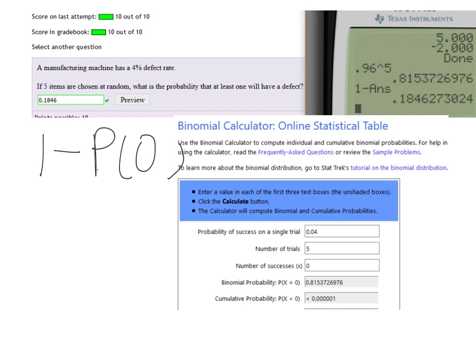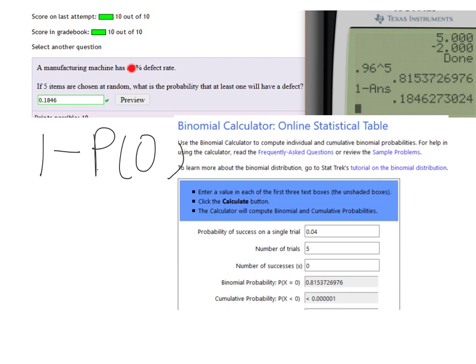So just because one randomly selected item is defective doesn't mean the next one will be. I mean, maybe that's a bit of a stretch, because if there's something wrong with the machine, they're all coming off the same machine. But that's another story. And then the probability is the same. So it is a binomial experiment, a Bernoulli trial.